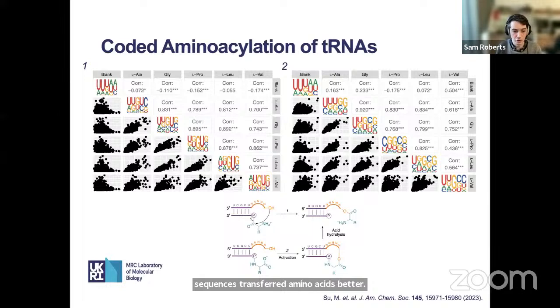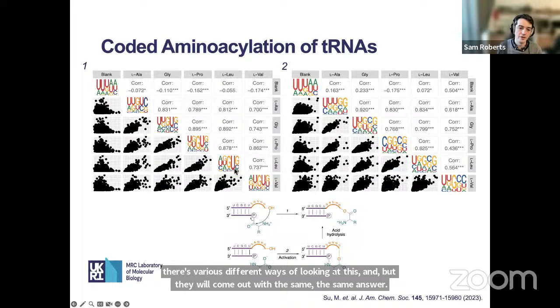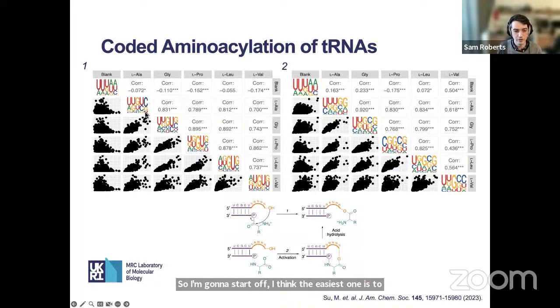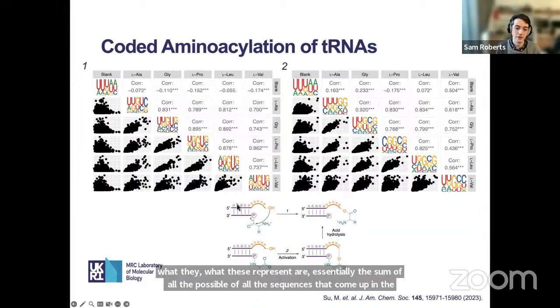And we did this for a variety of amino acids and came up with this rather complicated set of data, which I'm going to quickly try and talk you through, because there are various different ways of looking at this, but they will come out with the same answer. So I'm going to start off. I think the easiest one is to look at the diagonals here. What these represent are the sum of all the sequences that come up in the top 10% of reads. So it's the top 10% hits that come out of this.